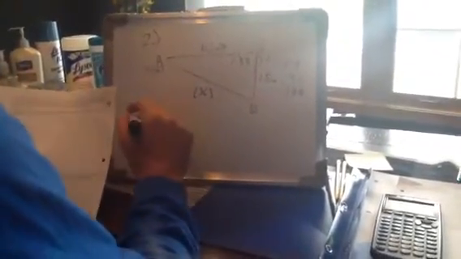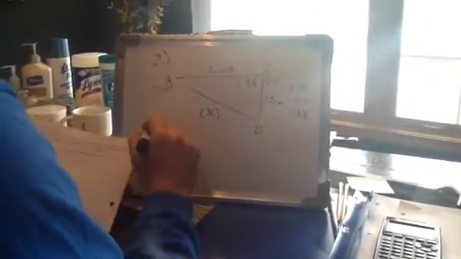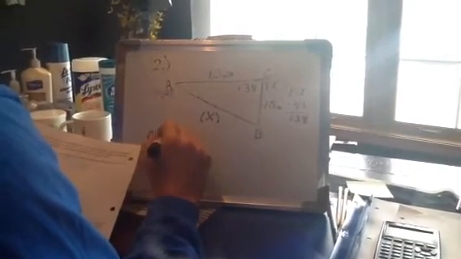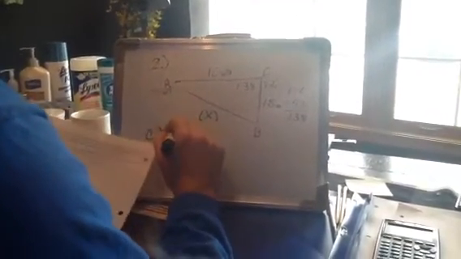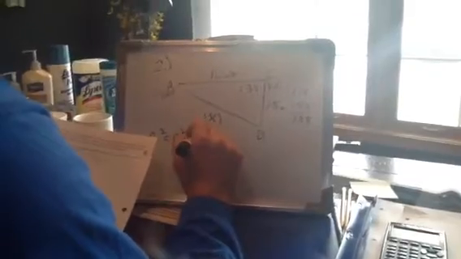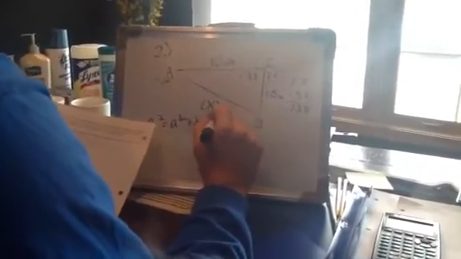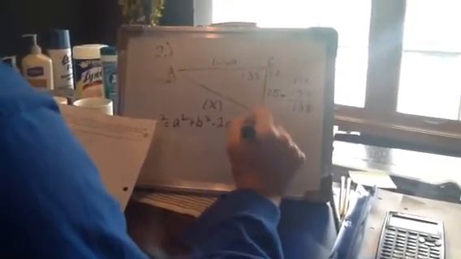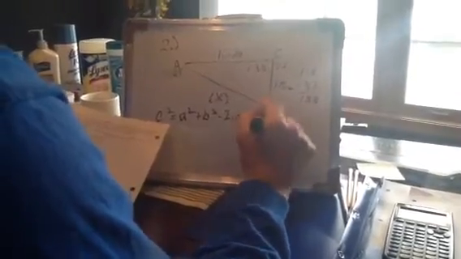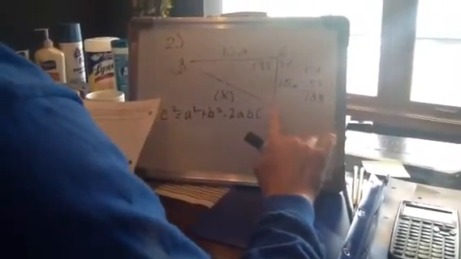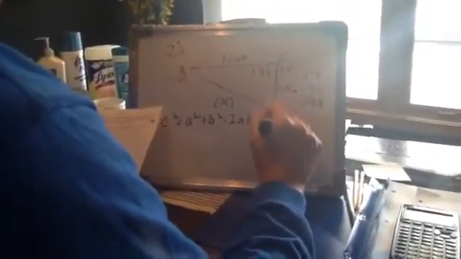All right, so what we learned the last couple days, the law of cosines formula, is given to you. C squared equals A squared plus B squared minus 2AB times cosine of C.